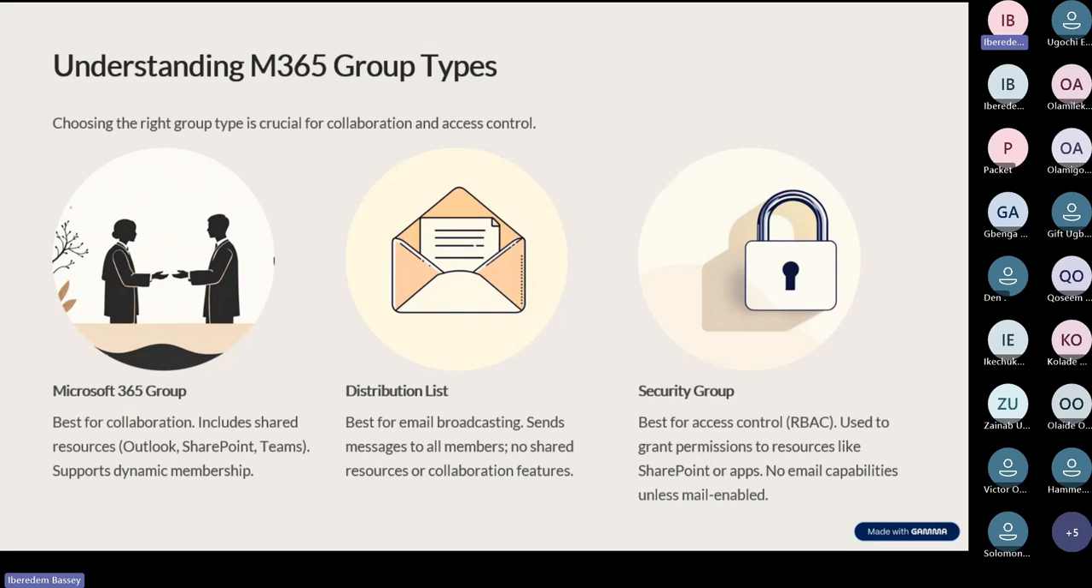And the security group is best for access control, that is role-based access control, and is used to grant permissions to resources like SharePoint or applications, and it does not have email capabilities unless you enable it. That can be enabled. And you need to understand that the distribution list is only available in the M365 Admin Center. In the Entra ID Admin Center, you only have access to the Microsoft 365 group and the security group.